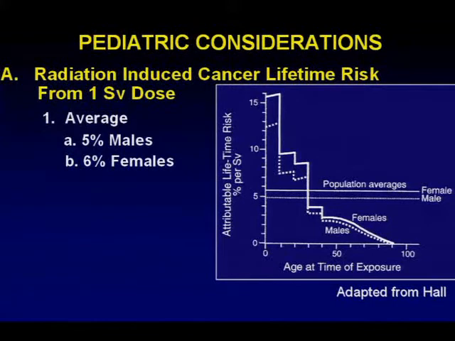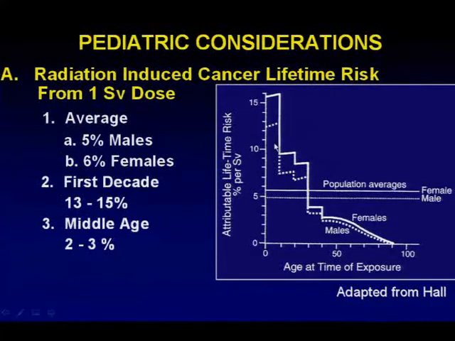This is a slide that was put together by Eric Hall a number of years ago, and it talks about the fact that children are more sensitive to ionizing radiation than adults. And we see the average here in the slide for the female and the male. It's approximately 5% over the whole lifetime. In the first decade of life, the risk is elevated to approximately 13 and 16% for children. And, of course, by the time you get to middle age, you're down around 2 to 3%.